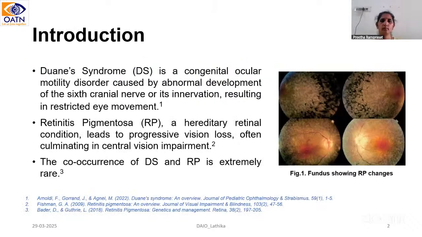Introduction. Duane syndrome is a congenital ocular motility disorder caused by abnormal development of the sixth cranial nerve or its innervation, resulting in restricted eye movement. Retinitis pigmentosa, a hereditary retinal condition, leads to progressive vision loss, often culminating in central vision impairment. The co-occurrence of both Duane syndrome and RP is extremely rare.